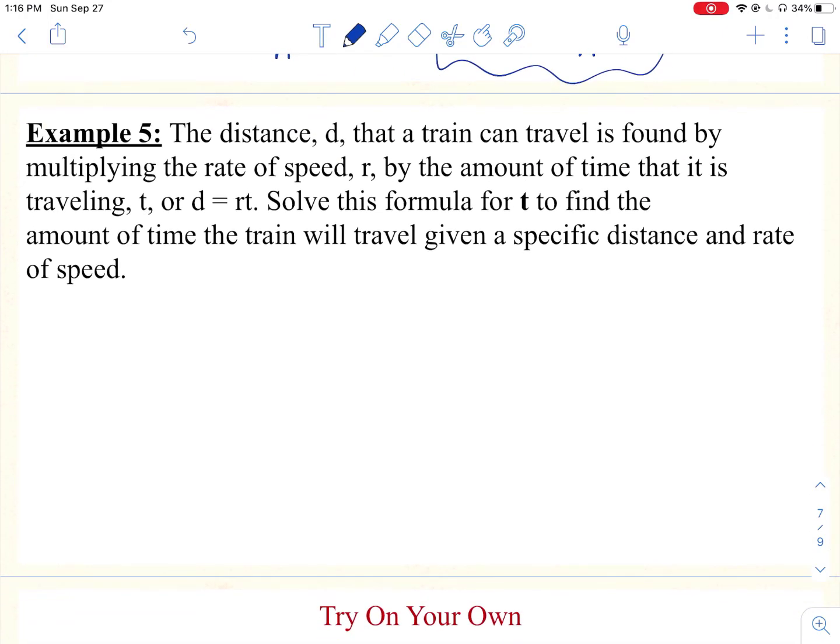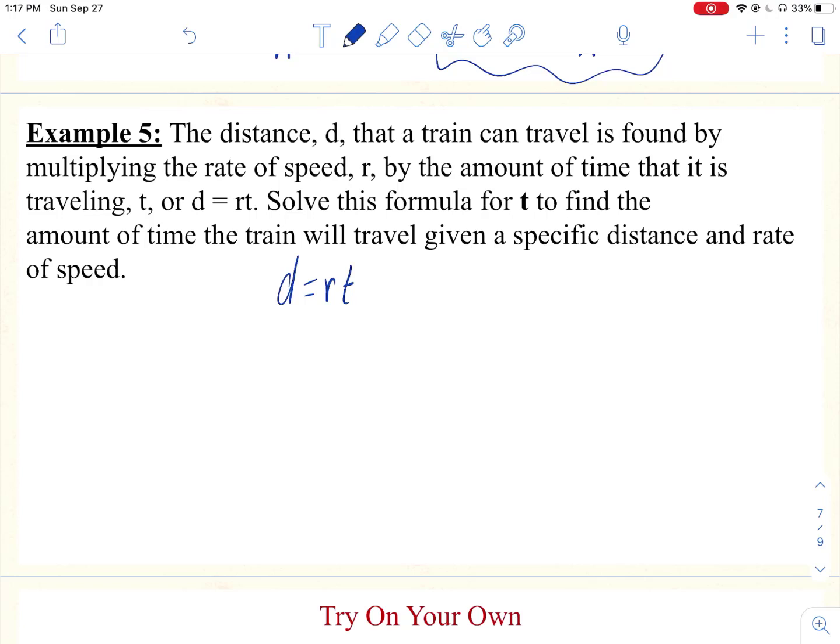The distance d that a train can travel is found by multiplying the rate of speed r by the amount of time that it is traveling t, or d equals r times t, your rate times your time. We're going to solve this formula for t to find the amount of time the train will travel given a specific distance and rate of speed. We have d equals r times t. We're trying to solve for t.